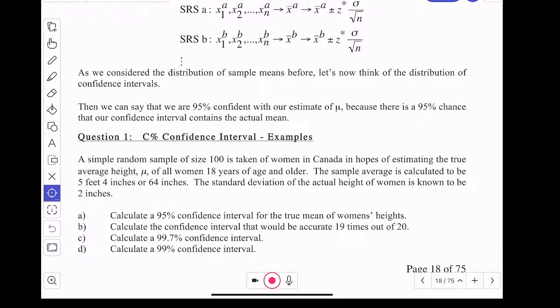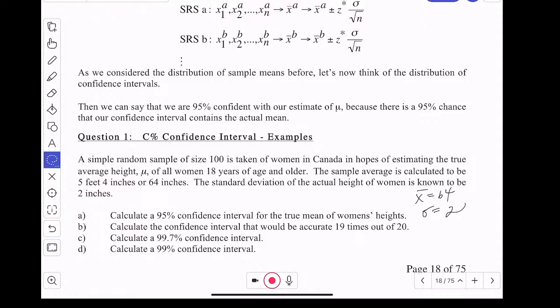And the standard deviation of actual heights of women is known. Again, I mentioned it's kind of weird that we have something about the true standard deviation, but we don't have it about the true mean. Bear with me, we need to learn this technique, so then when I take it away, you know how to handle things. Okay, so we have x bar given to us as 64, and the true standard deviation is 2. So with that information, calculate a 95% confidence interval for the true mean of women's heights.